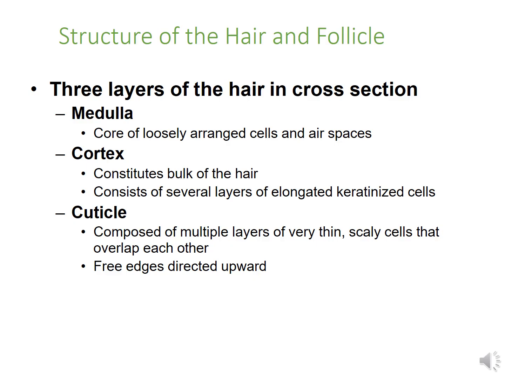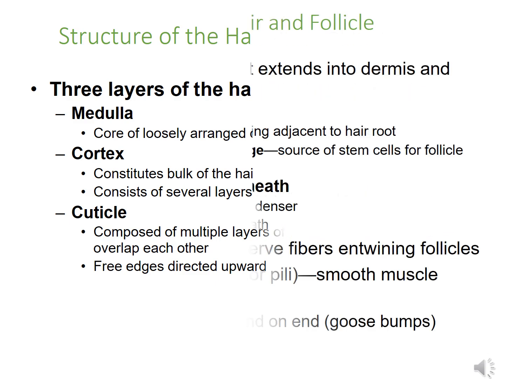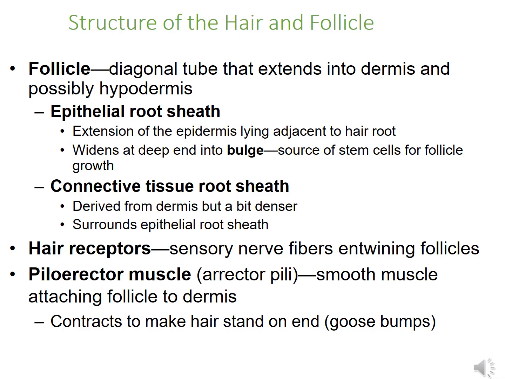Structure of the hair and follicle. Three layers of the hair in cross section: the medulla, a core of loosely arranged cells and air spaces. The cortex constitutes the bulk of the hair and consists of several layers of elongated keratinized cells. The cuticle is composed of multiple layers of very thin, scaly cells that overlap each other, with free edges directed upward.